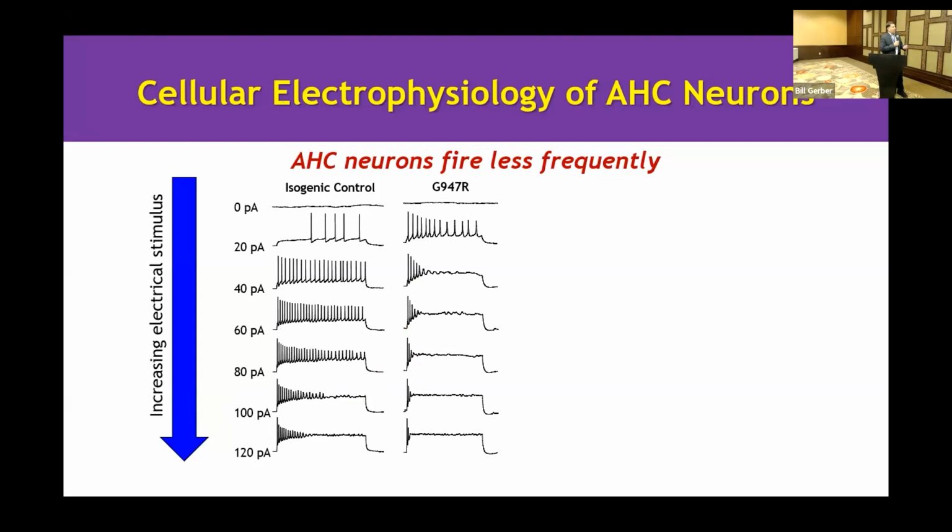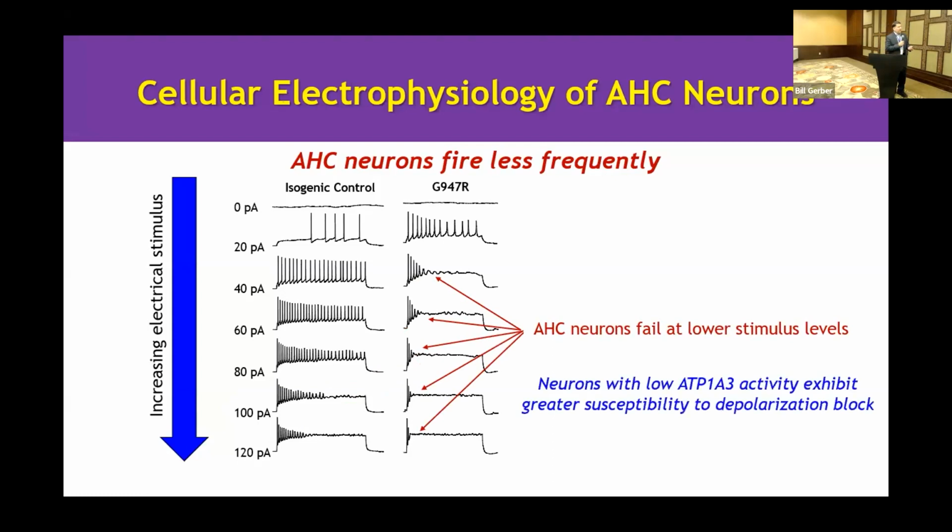That's normal. In these AHC neurons, again, that we've studied highly with G947R, we see failure much earlier at lower electrical input. And this makes sense. These neurons are less excitable electrically, and it was not unexpected to see that. And so what we've interpreted here is that neurons with low ATP1A3 activity have this greater susceptibility to failing prematurely in the firing.